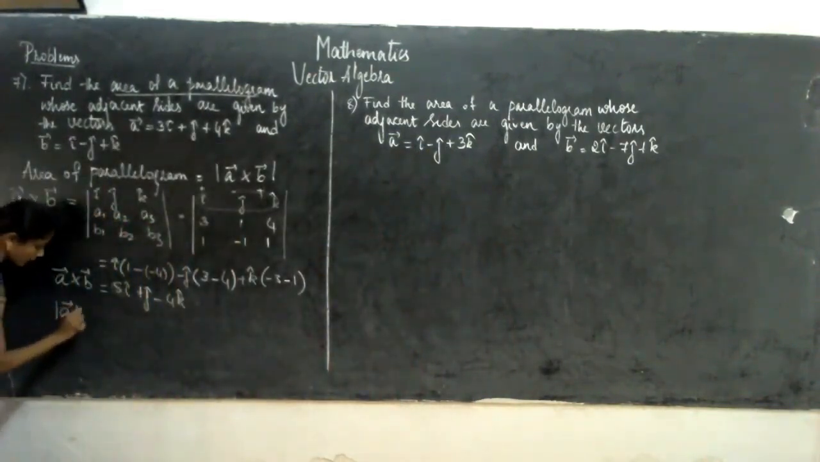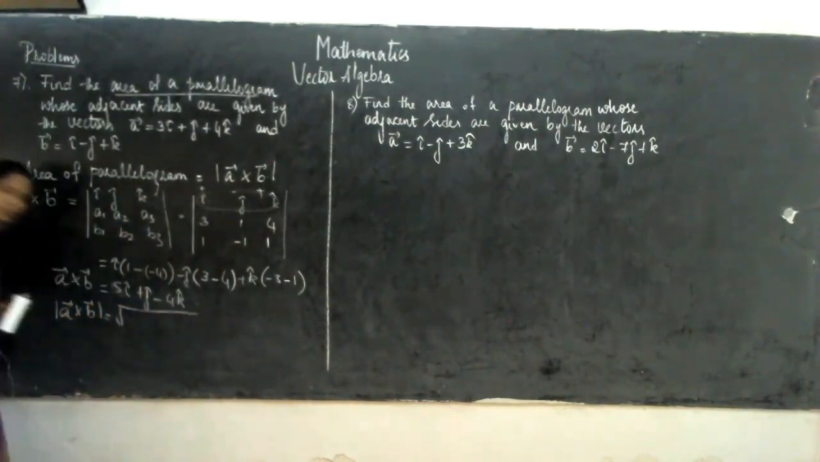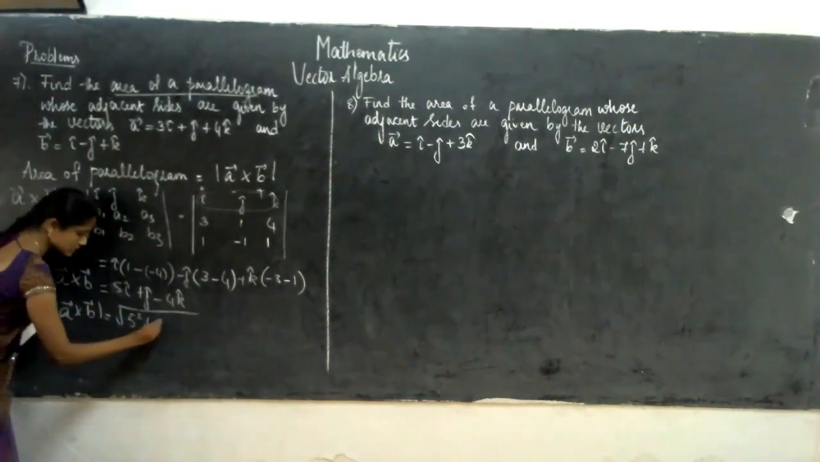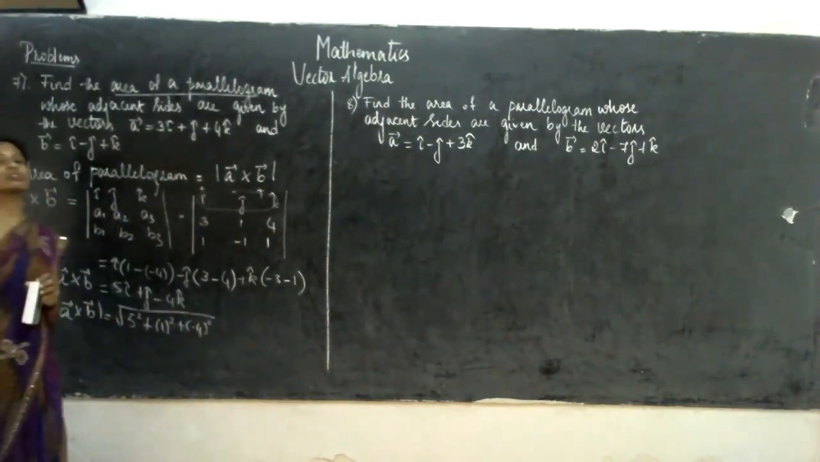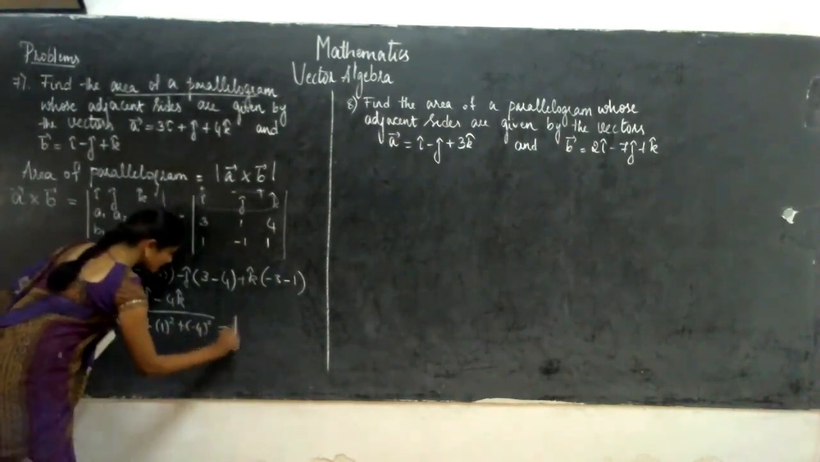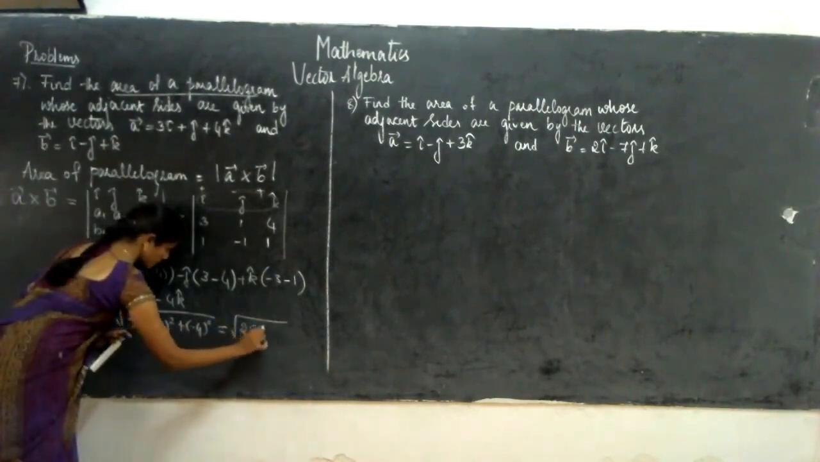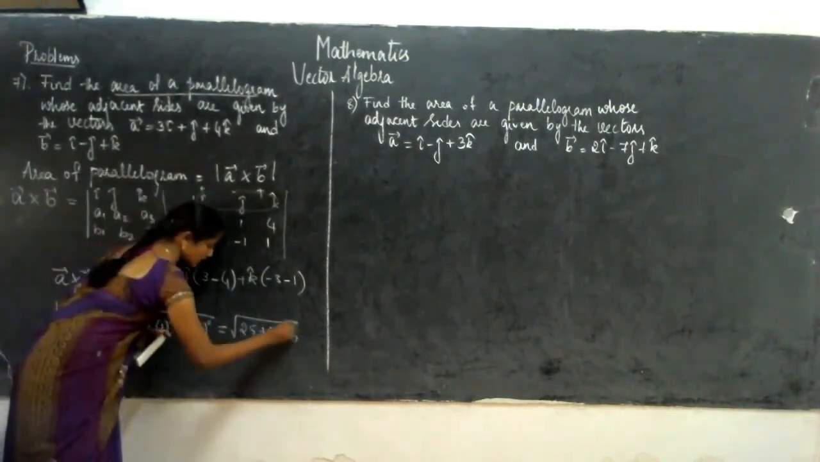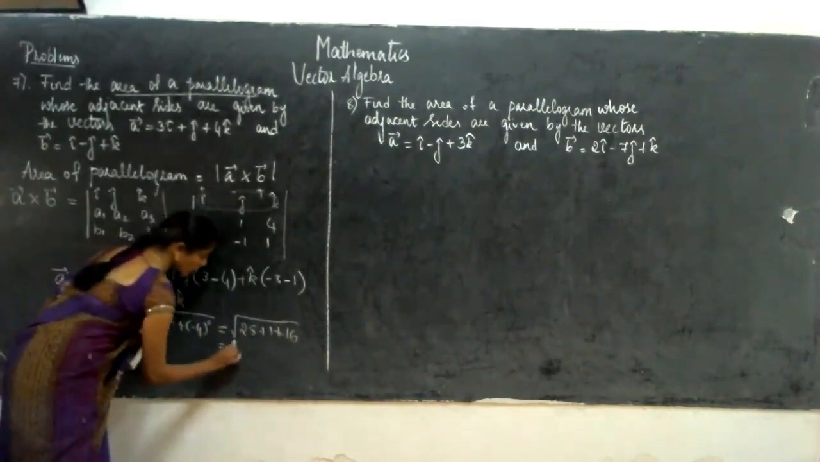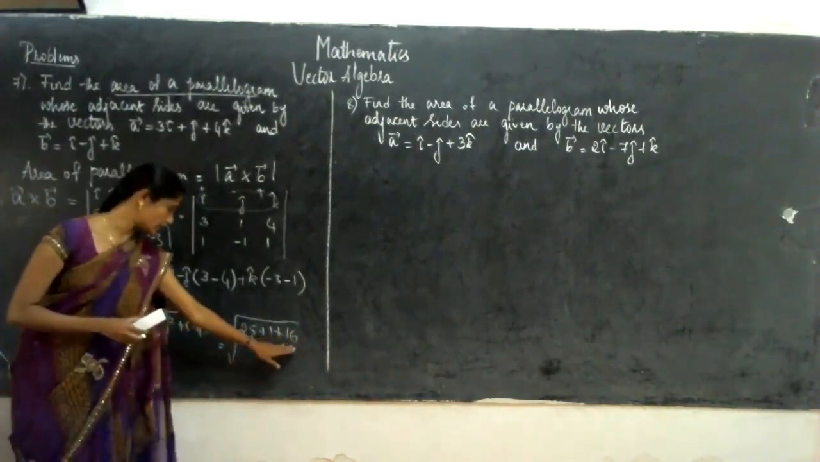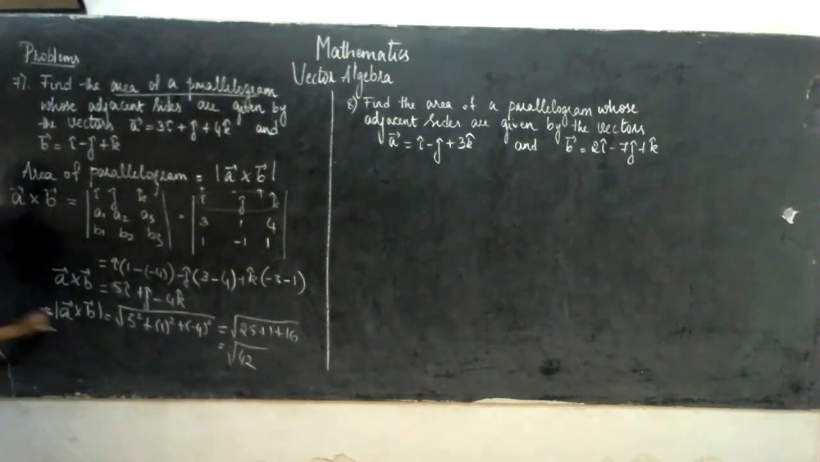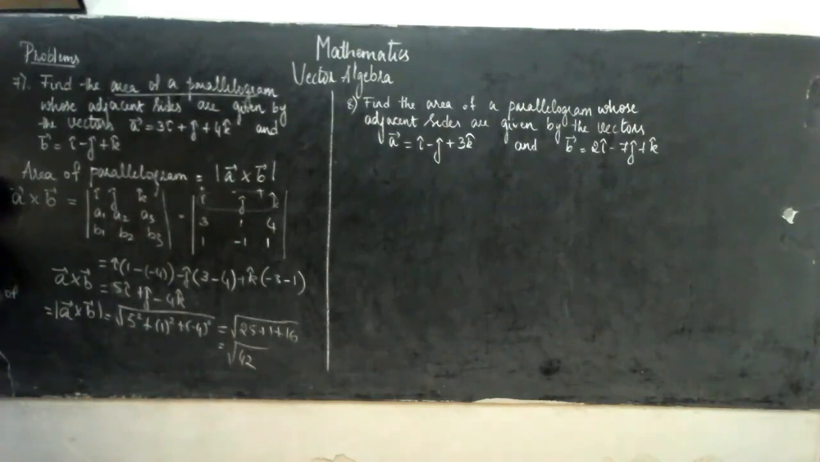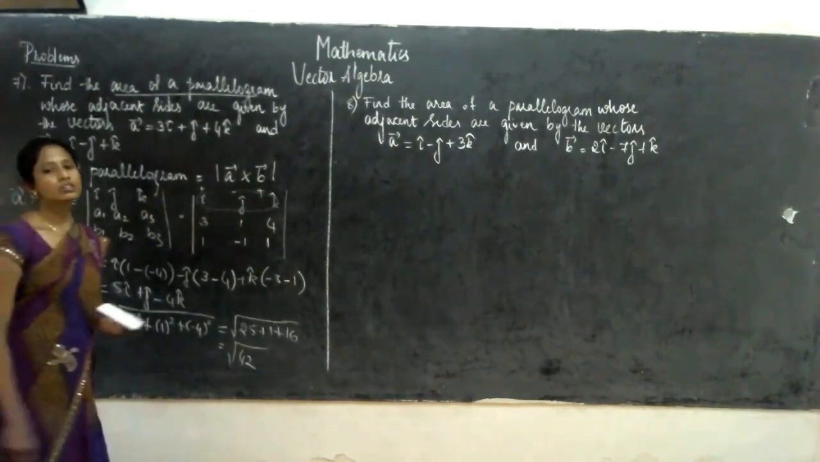The magnitude of vector A cross vector B is equal to root of 5 square plus 1 square plus minus 4 whole square. I hope by now everyone knows how to find the magnitude of any given vector. Therefore, this is equal to root of 5 square, 25, plus 1 square, 1, plus 4 square, 16. So this is equal to root 42. Therefore, the area of a parallelogram is given by root 42 square units.